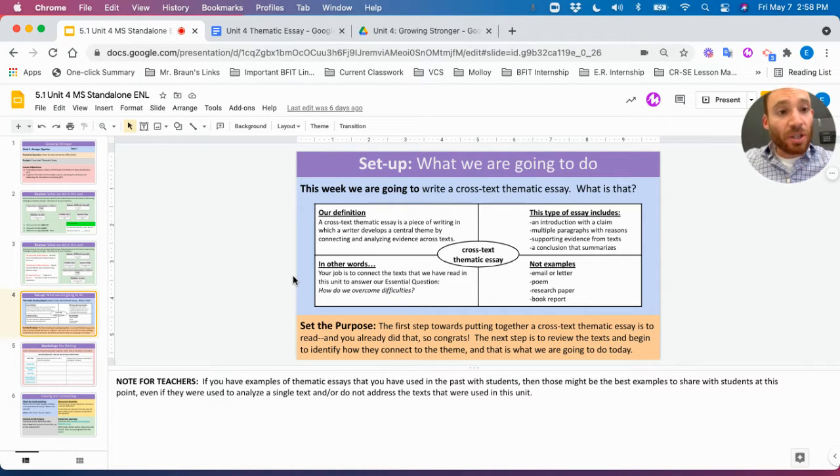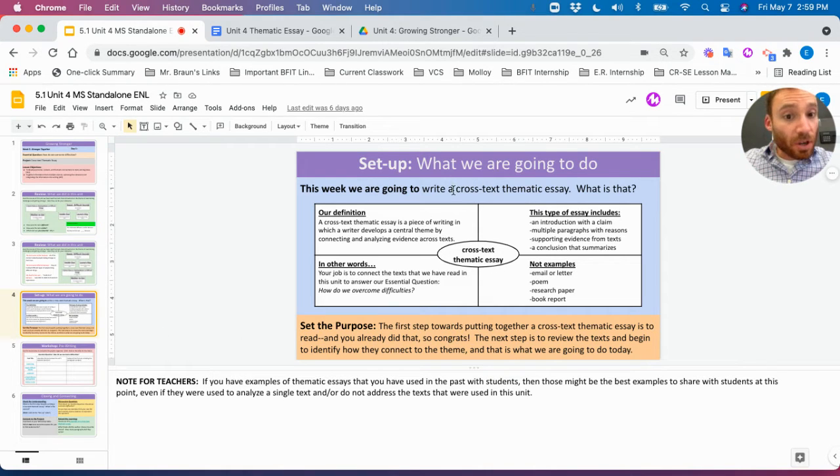At this time, teachers could introduce to students what a cross-text thematic essay is and what it includes and what its purpose is. So you can see there's a Frayer model involving the cross-text thematic essay, our definition, putting it in other words, illustrating what it includes, and things it's not.